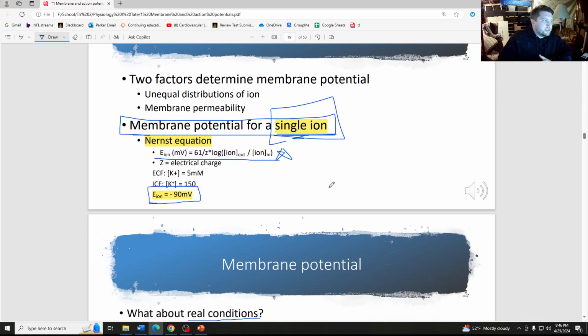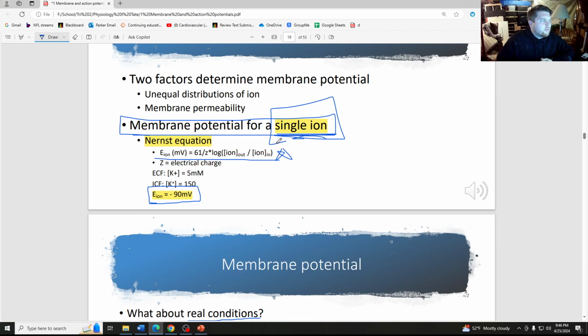Okay, so for these two equations, you don't need to really memorize the full equation. You're not going to be using the calculation. The kind of question they're going to ask will focus on the single ion. Like the question would read, how do you determine the membrane potential for a single ion? And the answer would be you'd use the Nernst equation. They might write it out and give you a couple of options.